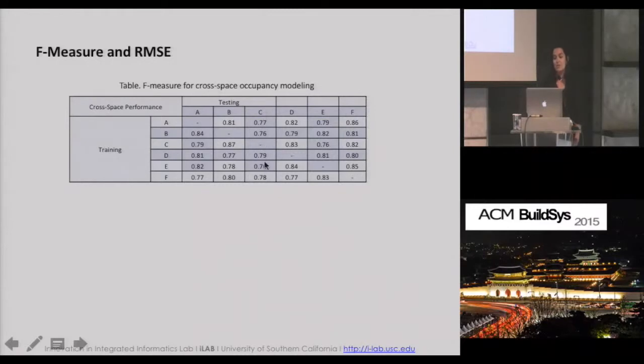In room C, all the F measures are below 0.8. So one possible reason could be that the ambient sensors in different rooms were calibrated differently, and they might have different accuracies, hysteresis, and dynamic characteristics, and some other uncertainties.